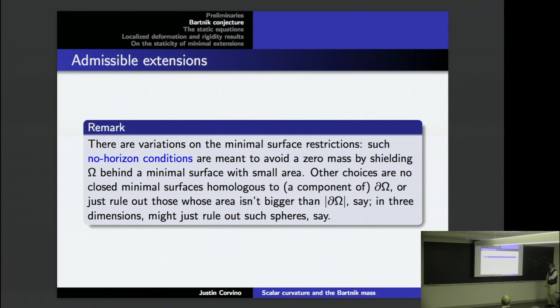Yeah, so there are various variations on the no horizon condition. No horizon condition is no closed minimal surfaces. You might ask that there are no closed minimal surfaces which enclose omega, or which are homologous to the boundary. So you have some kind of condition like that. They're imposed depending on who wrote the admissible class.